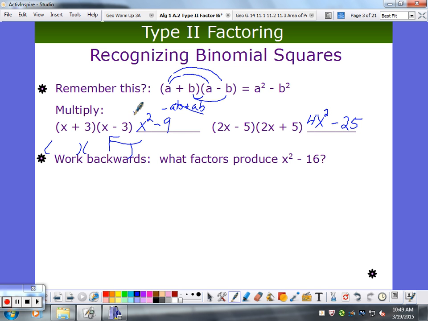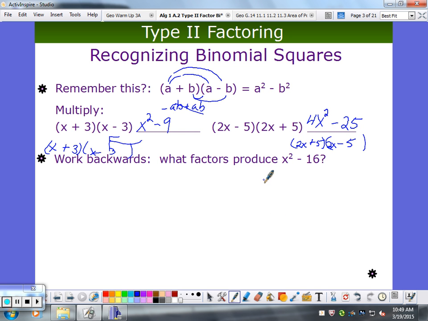You take the square root of this, right? What's the square root of x squared? And what's the square root of 9? And then a plus and a minus, or a minus and a plus, does not matter. Like this one. How do you work backwards? Well, like you said, open the 2 parentheses. Square root of 4x squared, 2x, goes both places. Square root of 25, goes both places. Plus minus, or minus plus.